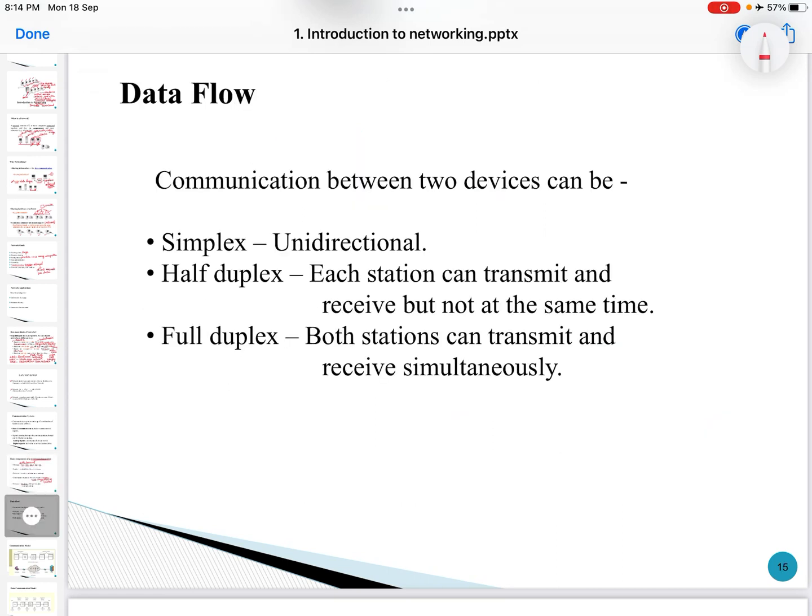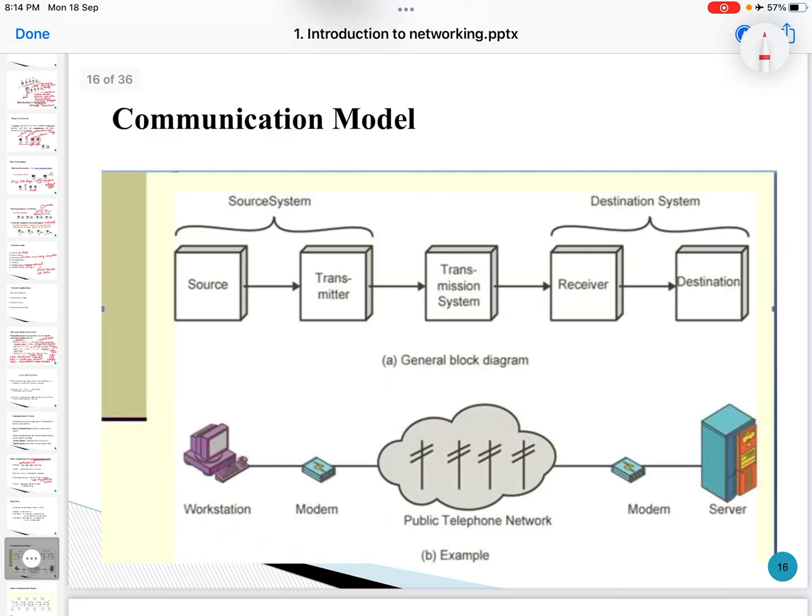Now, data flow. Communication between two devices can be simplex, which is unidirectional; half duplex, where each station can transmit and receive but not at the same time; or full duplex, where both stations can transmit and receive simultaneously.